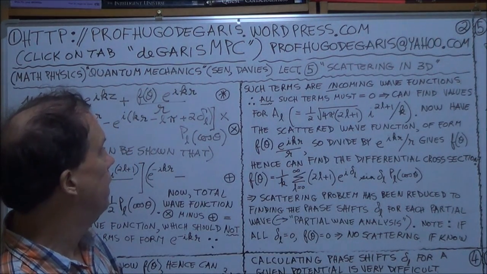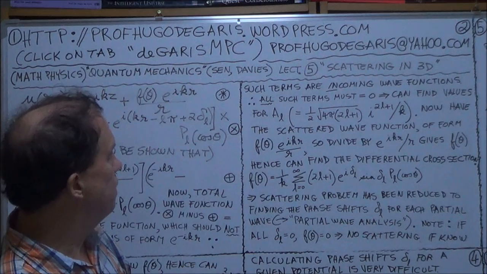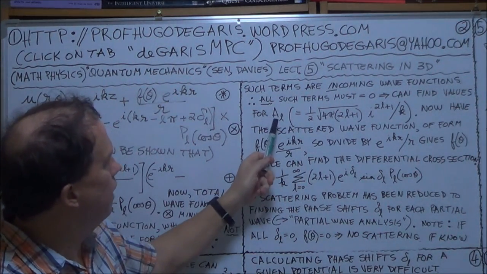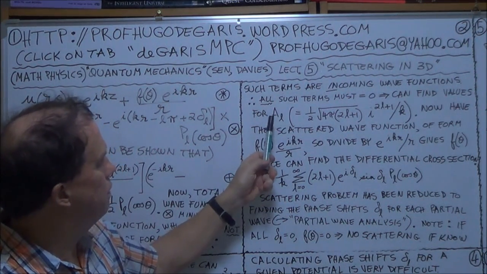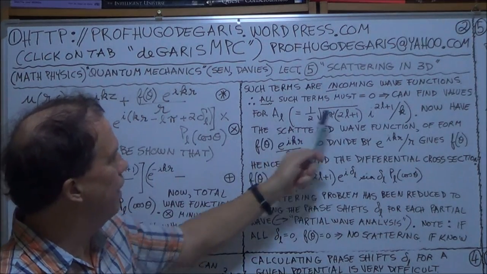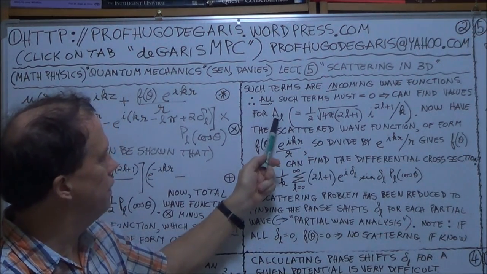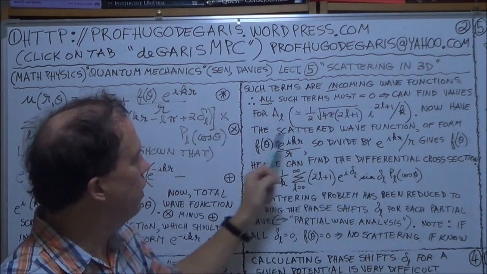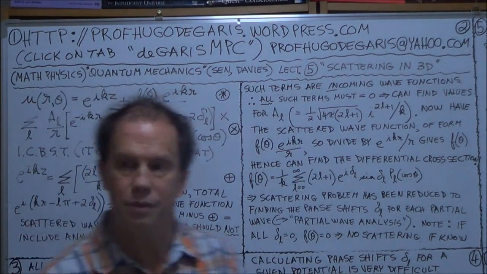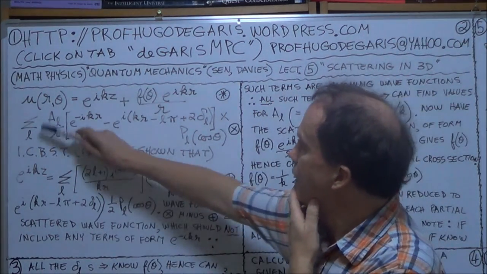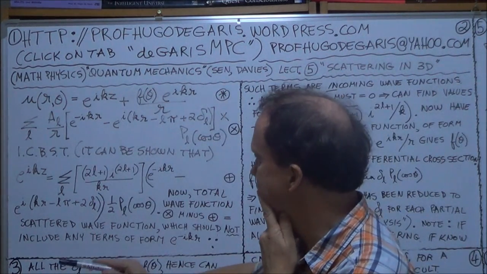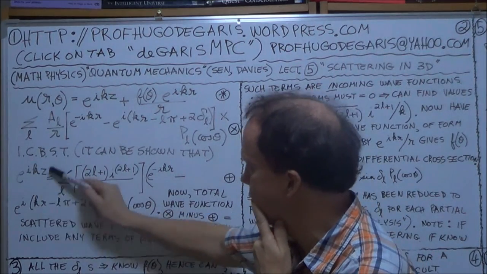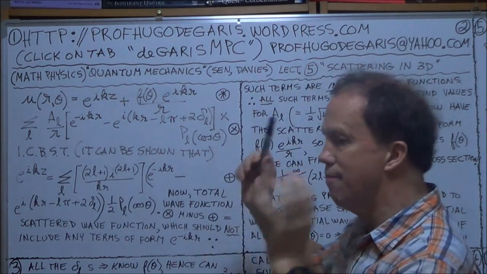All right. Okay. So you now have values that allow you to find numbers, the values for these coefficients A of L. Right? So that'll give you the scattered wave function. Remember the difference: this minus this term, which is all this.